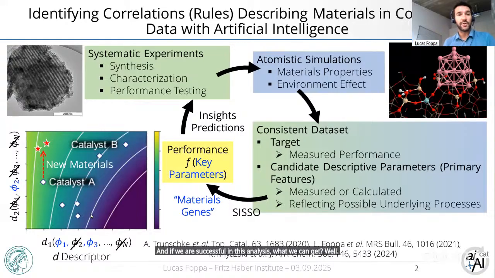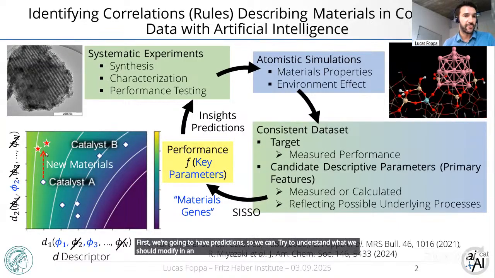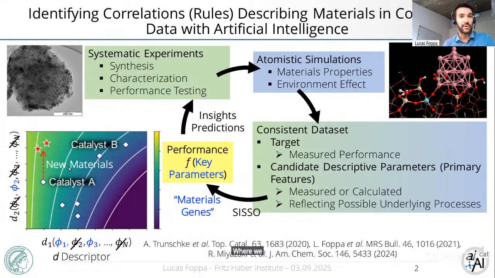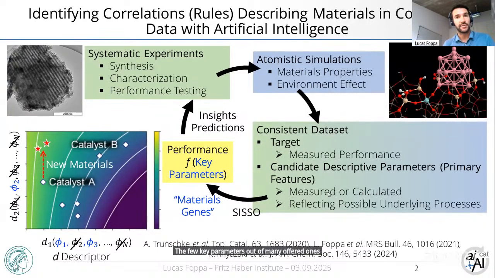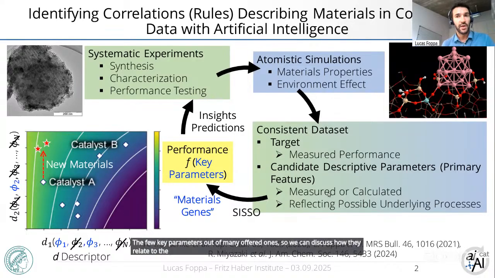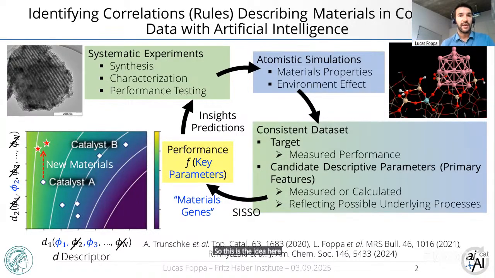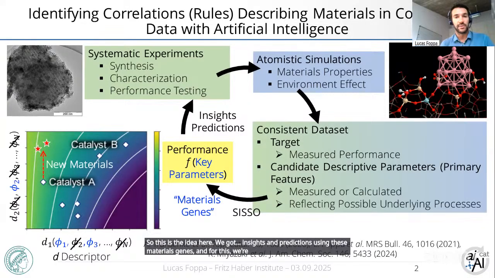And if we are successful in this analysis, what can we get? Well, first, we are going to have predictions, so we can try to understand what we should modify in an existing material to get a better performance, or even try to find a completely different material because we know the regions of this material space where our search has to be focused. We are also going to have physical insights because we have identified the few key parameters out of many offered ones, so we can discuss how they relate to the underlying processes. So we get insights and predictions using these materials genes, and for this we are using this interpretable AI approach, SISSO.